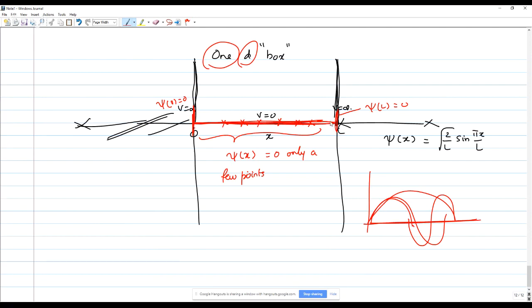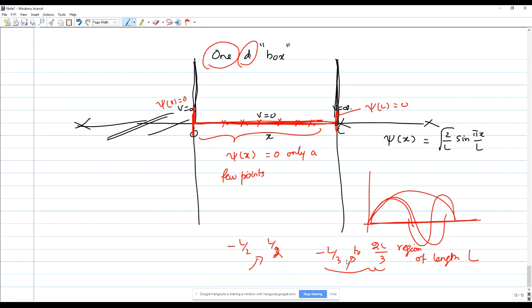And it can be 0 to L, it can be minus L by 2 to L by 2. It can be minus L by 3 to plus 2L by 3. Essentially, what you are saying is a region of length L. The functions will be different for different cases, but the probabilities will not change.